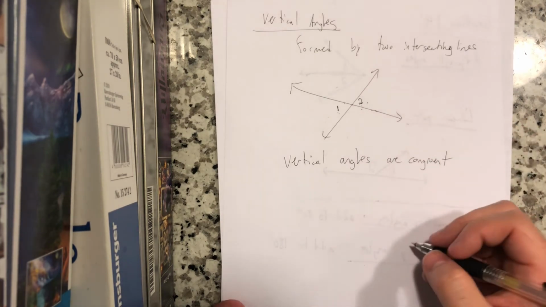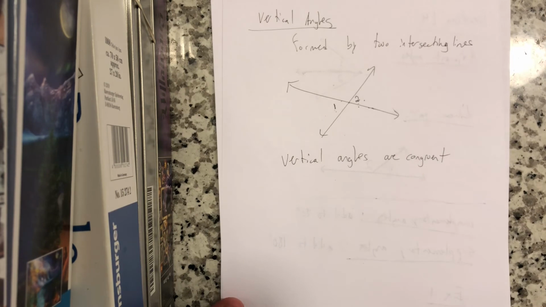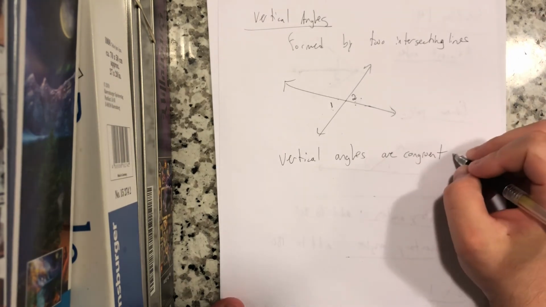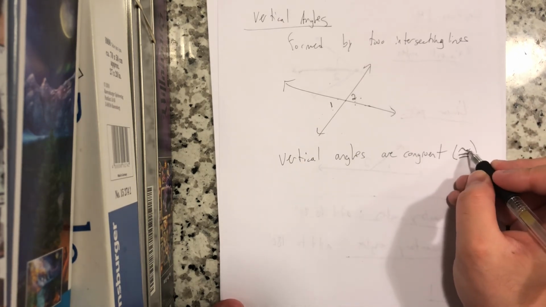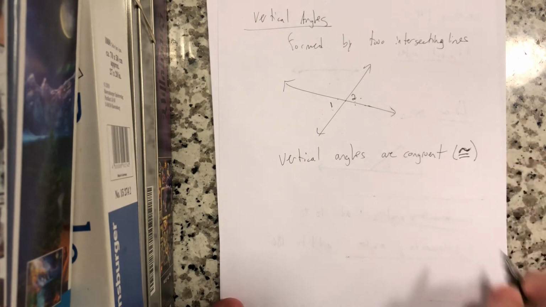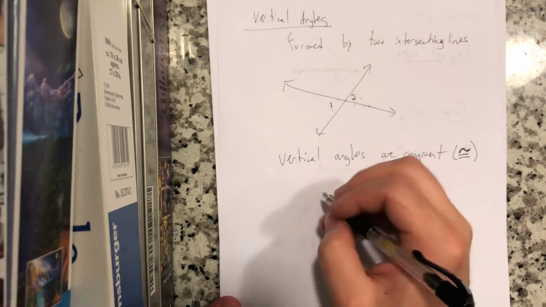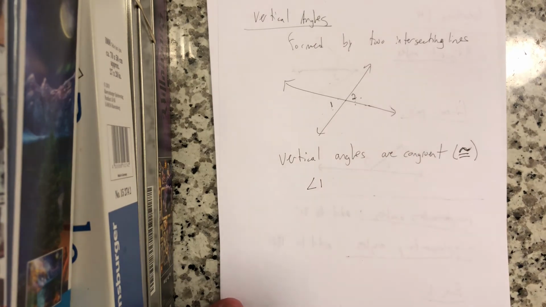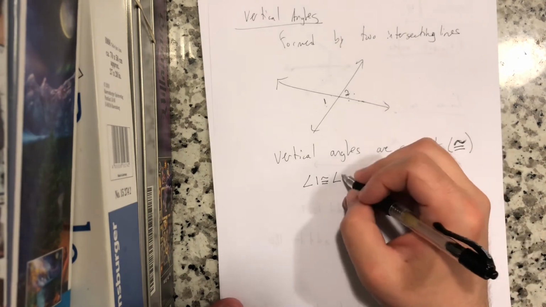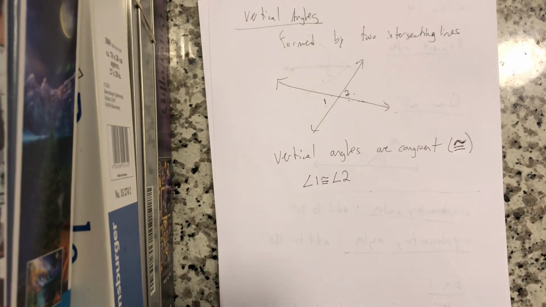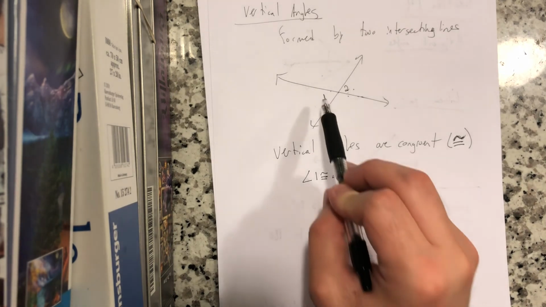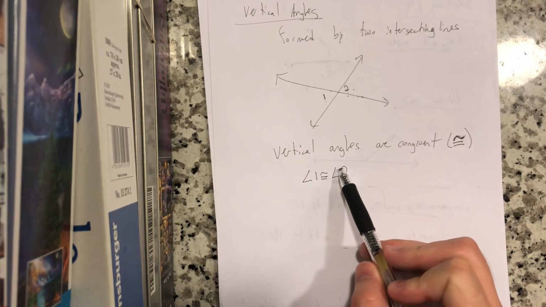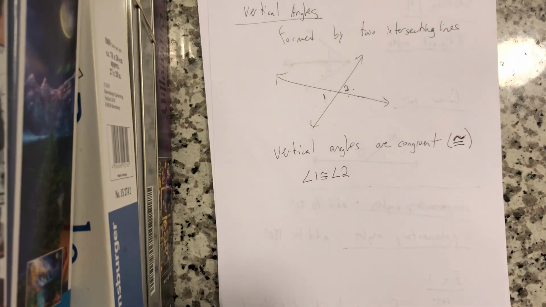And one thing to mention about congruent as well: we can use this marking. It's like an equal sign with a little tilde squiggly over it. That means congruent as well. So in this case, we would have angle 1 is congruent or equal to angle 2. And again, that means that angle 1 is congruent to angle 2, or the measure, the number of degrees of angle 1, is equal to the measure, the number of degrees of angle 2.